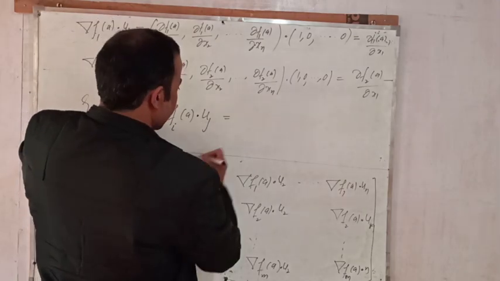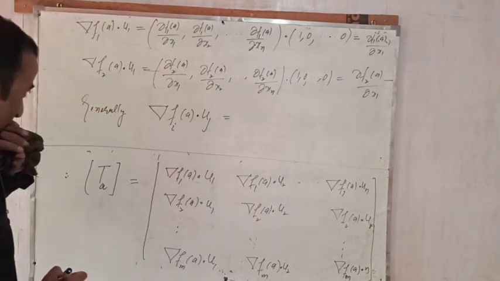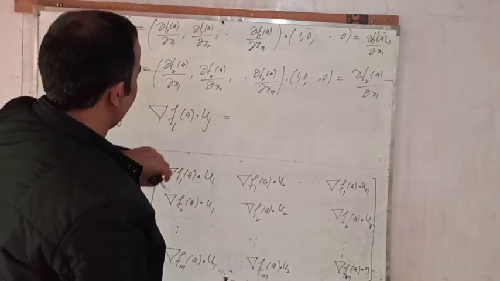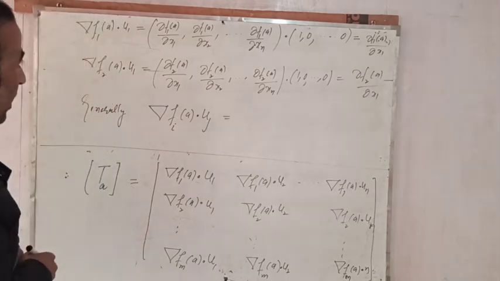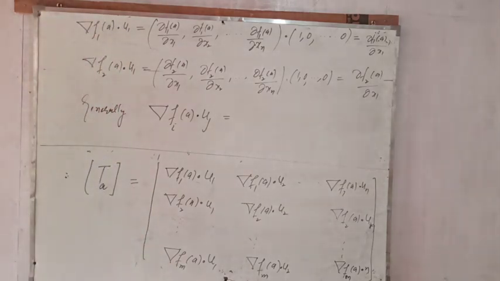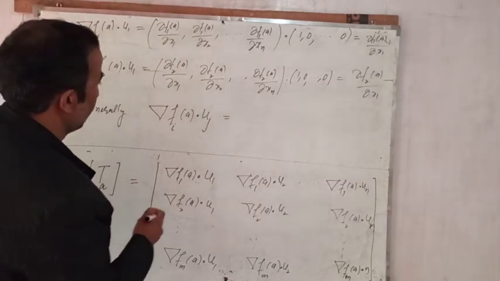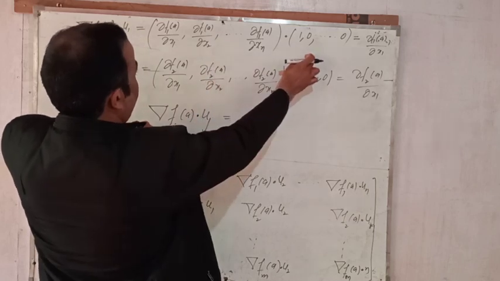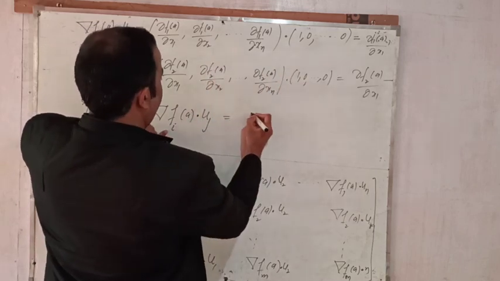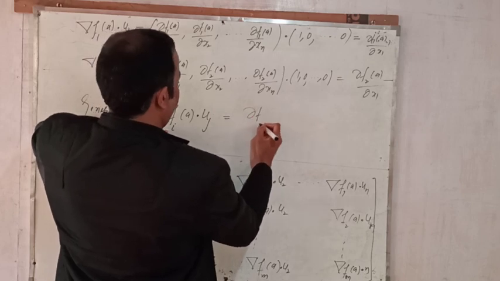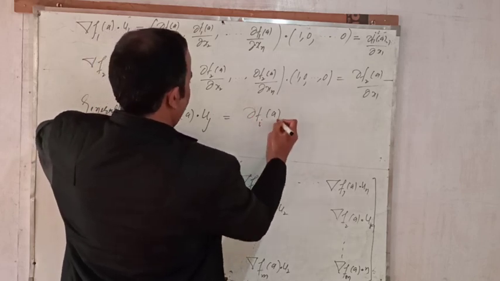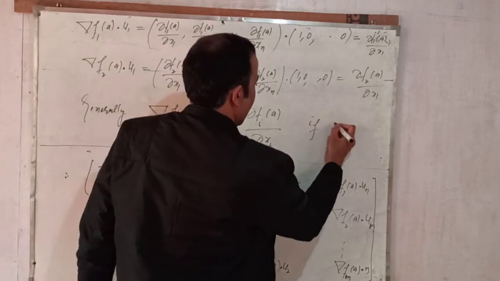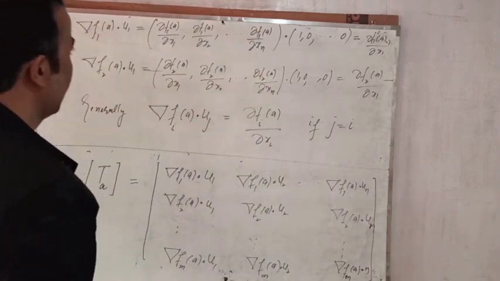If I and j are equal, suppose I is equal to j, this is the situation. Then you will have the first variable like this, delta of fi at a by delta of xi, where j is equal to i.